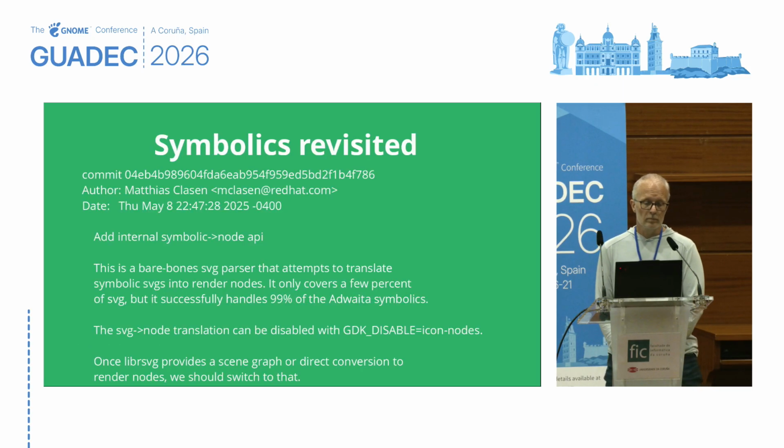And here's the commit where I pushed the very first version of this into GTK. If you read to the bottom, you can see that I was still hoping for librsvg to bail me out with a scene graph API.